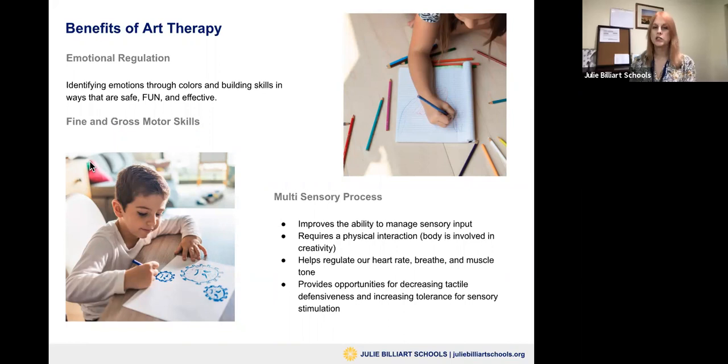So we are also working on emotional regulation through the art. So identifying emotions through colors and building skills in ways that are safe and fun and effective. So many children, when they come into the art room, are very free with, they usually have an idea of what they want to do, which is fine. And then we can guide them into a directive where they can tell us something, or they can show their anxiety and we can help them work on it that way. But the idea is that we are providing a safe space and a fun space for them to feel that they can express those emotions.